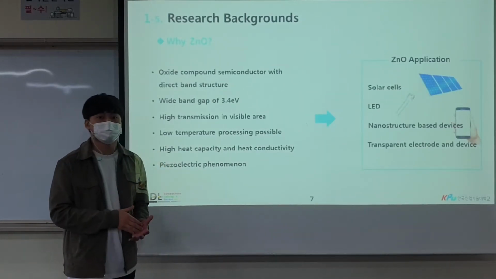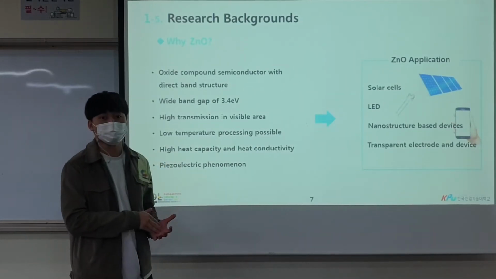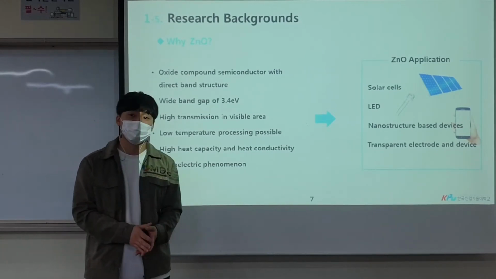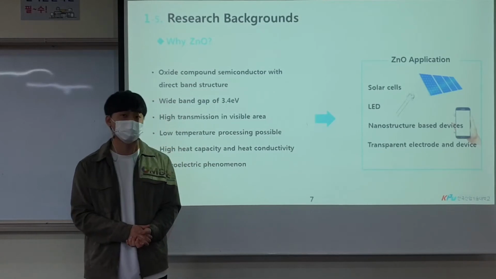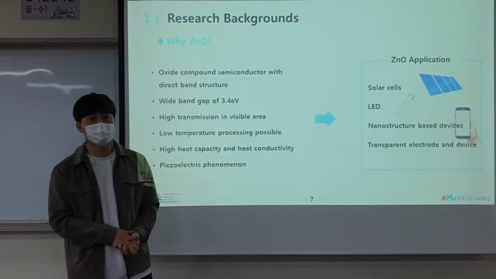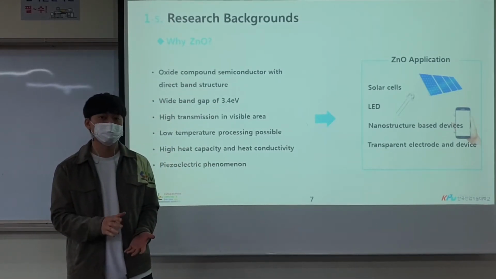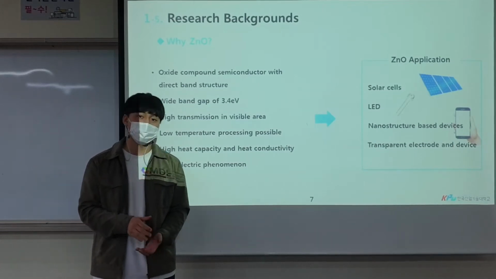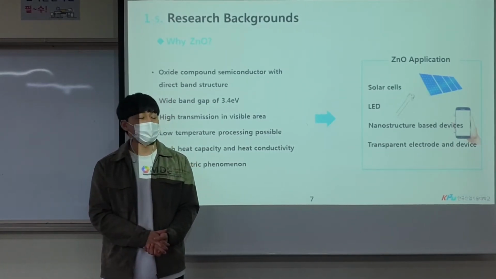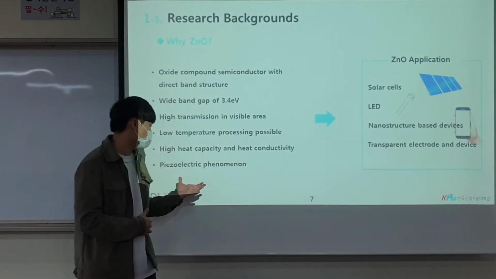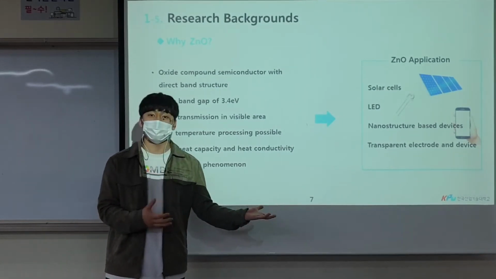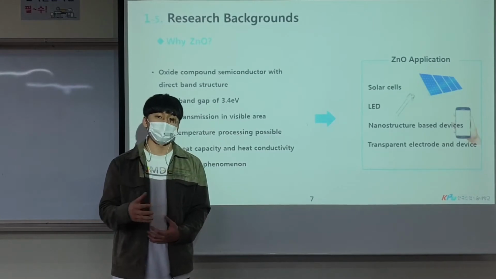There are several distinct features of zinc oxide. It has a wide band gap of 3.4 electron volts, which means it is suitable for UV detection. And it has high transparency in visible light and high heat conductivity. And lastly, its wurtzite structure induces the piezoelectric phenomenon, which is that current flows when pressure is applied.